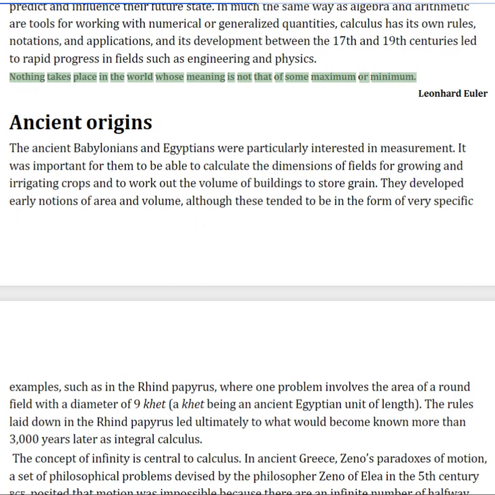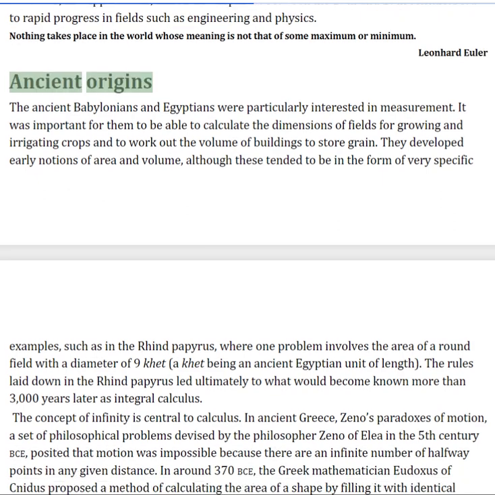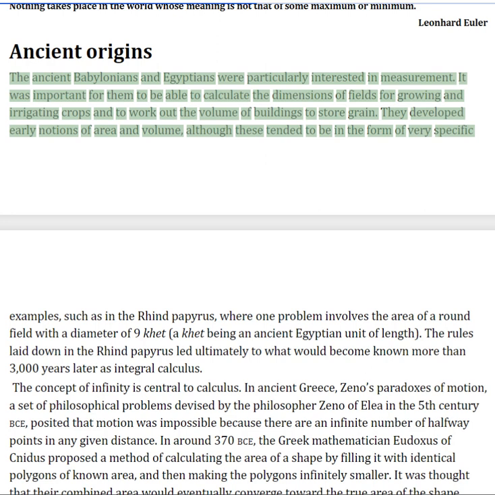Nothing takes place in the world whose meaning is not that of some maximum or minimum. Leonhard Euler. Ancient origins. The ancient Babylonians and Egyptians were particularly interested in measurement.